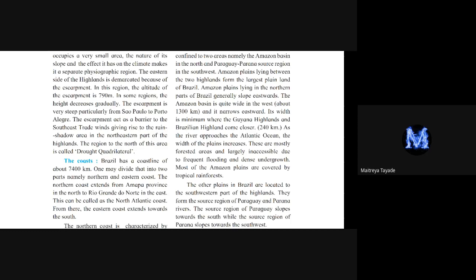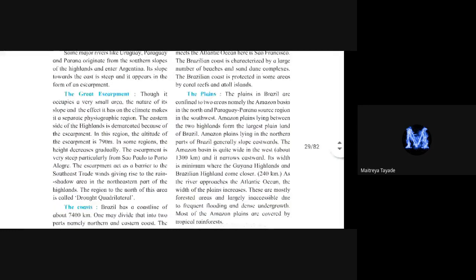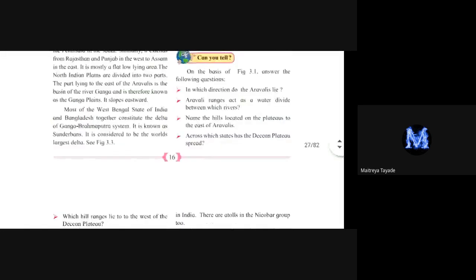Whatever wind is coming, whatever clouds are coming, they are stopped here because of this escarpment. Okay, and because of this, what happens, the area in the northeastern part of the highlands becomes a rain shadow region. Rain shadow means what? Only clouds are there but there is no raining, because the rain is finished or ended in the earlier region.